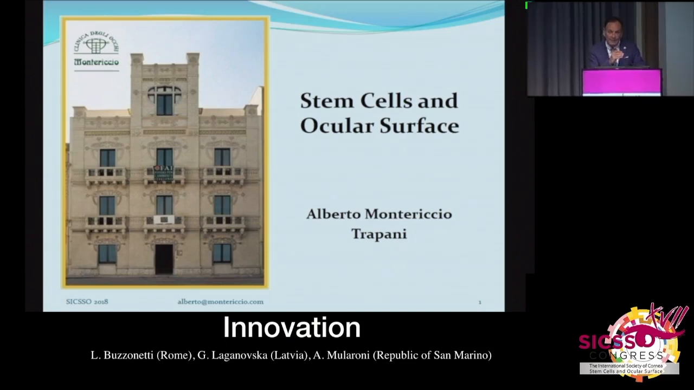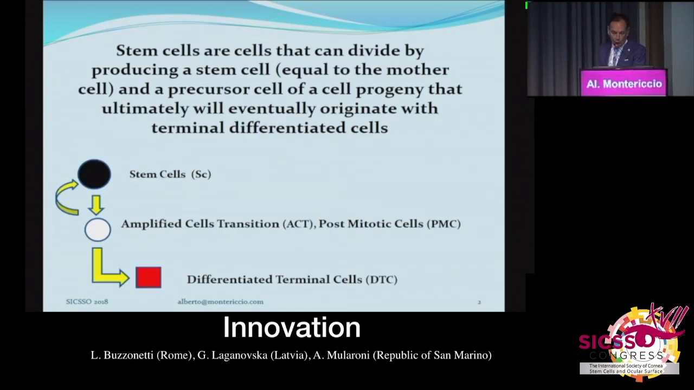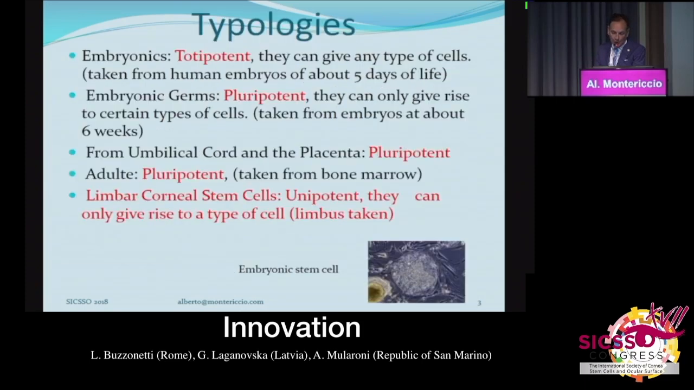Slides. First of all, before describing the case, I would like to make a short introduction on stem cells, especially for the youngest surgeons. So stem cells, when they divide, produce another stem cell, but what is most important is that they produce post-mitotic transitional cells that glide or slide along the corneal surface, and then they get to the apoptotic cells, and so they renew them.